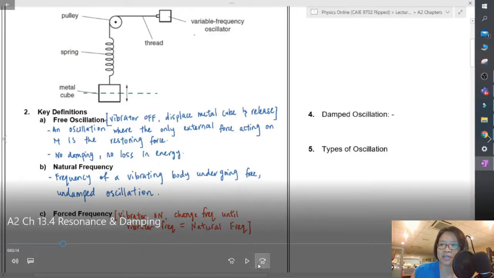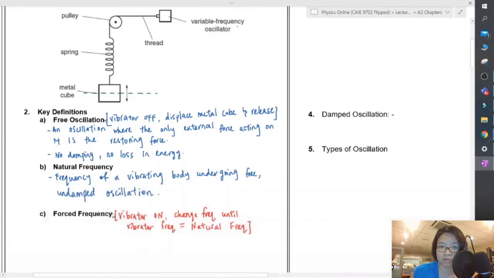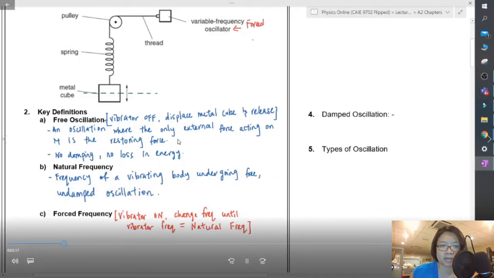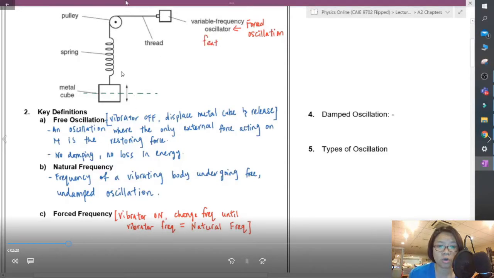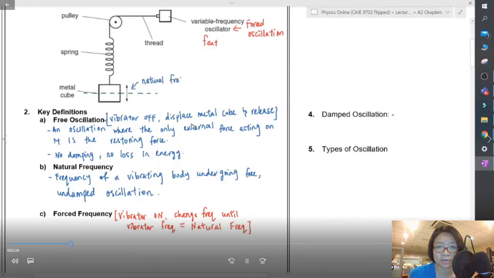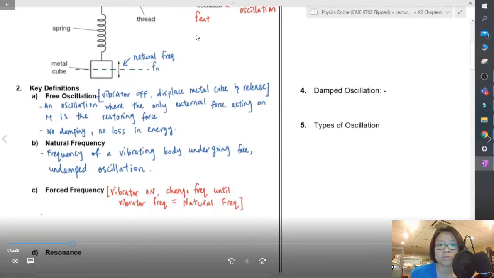Here I will change the vibrator frequency until it is the same as the natural frequency. The actual definition of force frequency is to turn on the vibrator and then change the frequency so that the spring will oscillate together with it. Since the metal cube has its own natural frequency, I'm going to label the external as FEXT and the natural frequency as Fn.